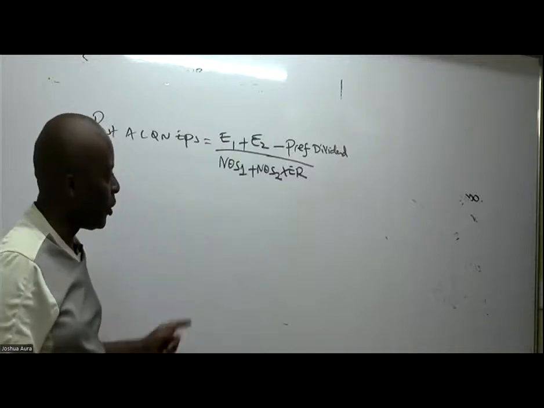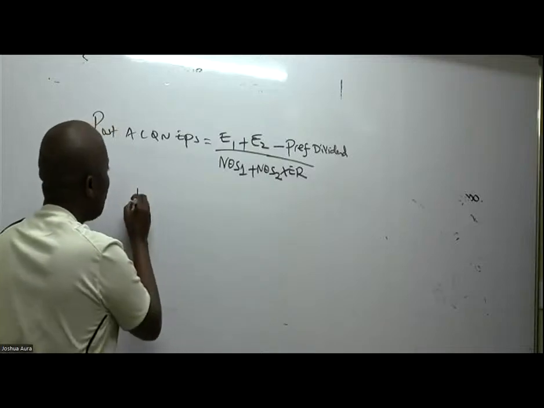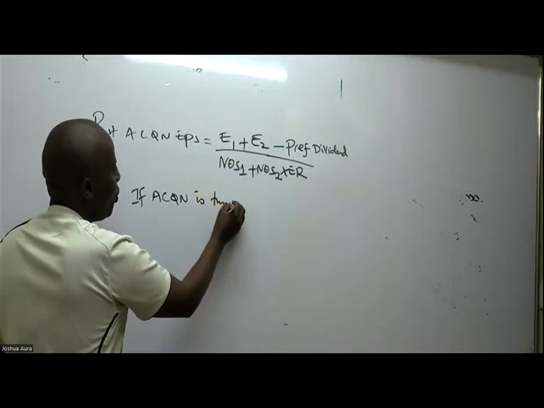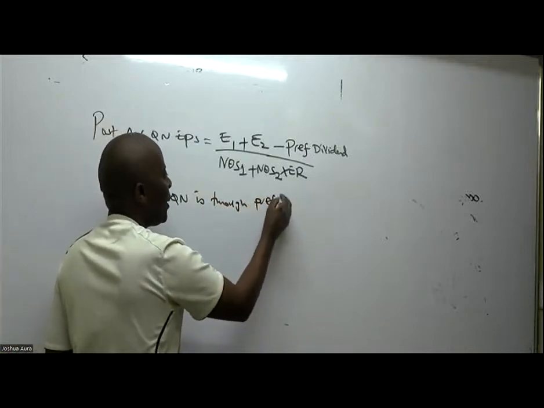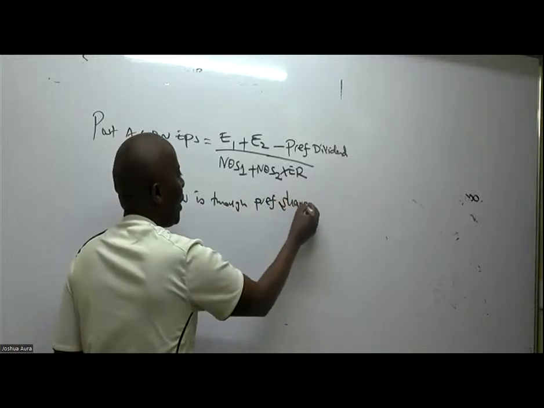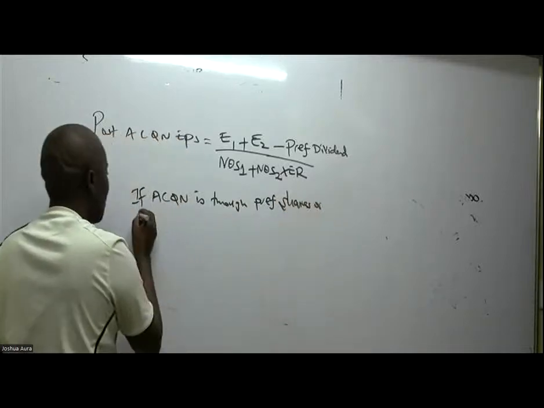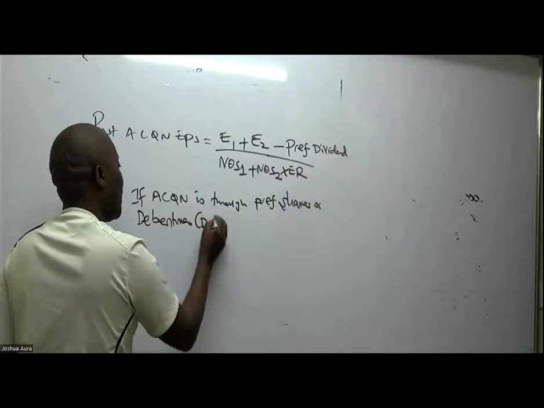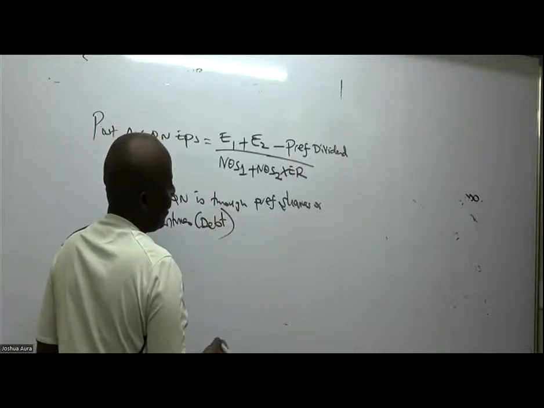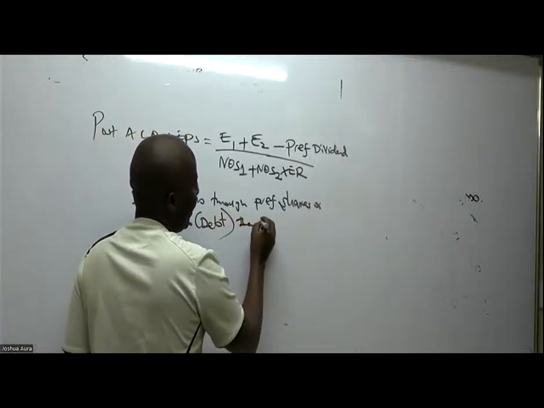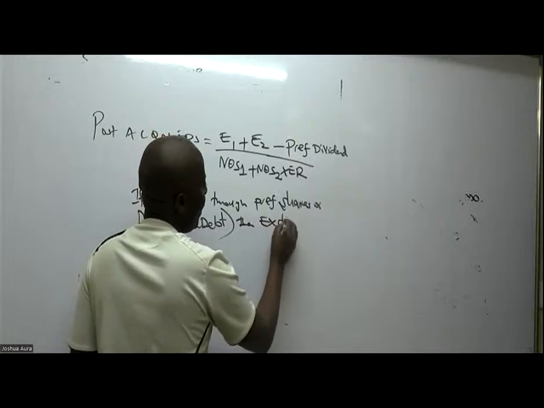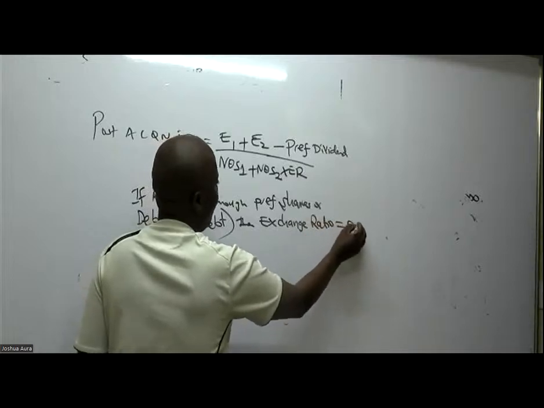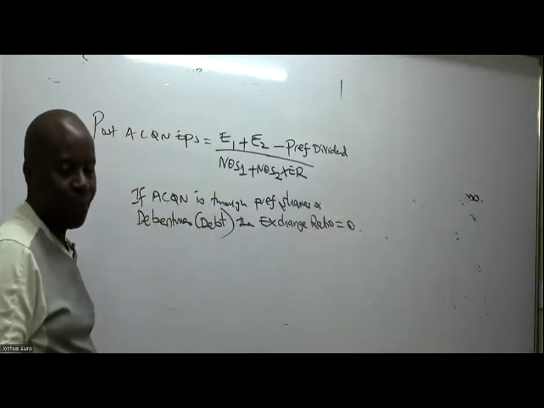Then number two, if acquisition is through preference shares or debentures. Debentures is the same as what? Debt. Debentures is the same as debt. Then the exchange ratio will be equal to 0 always.